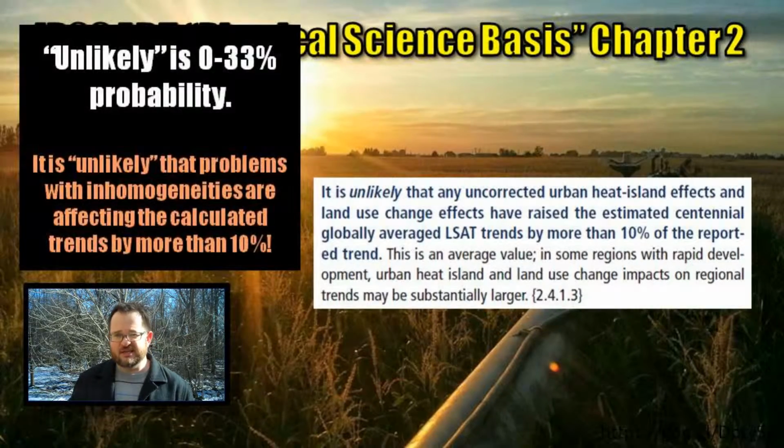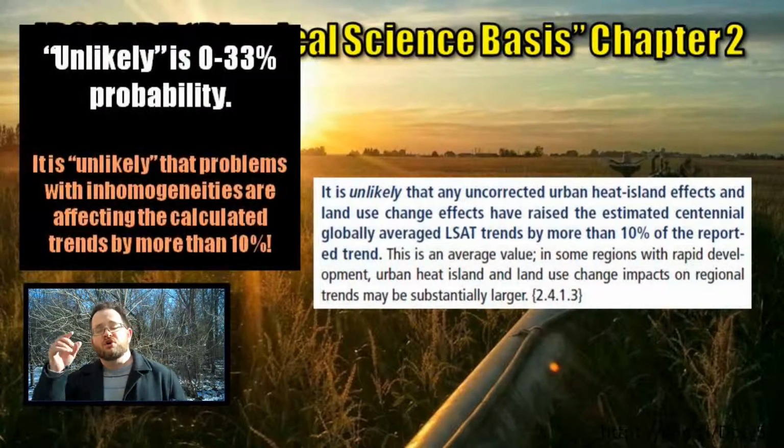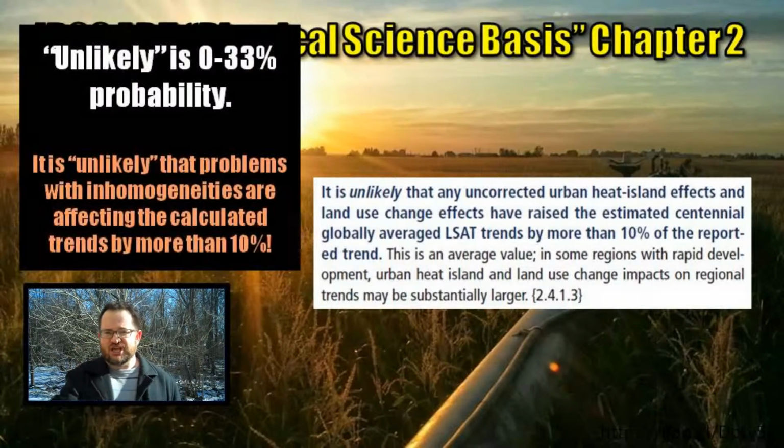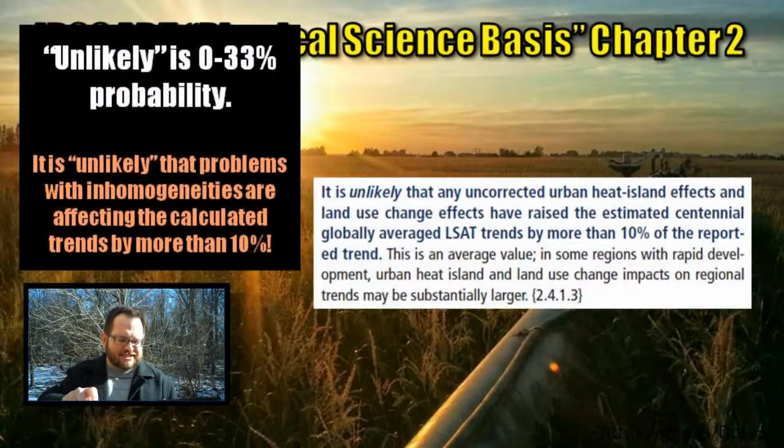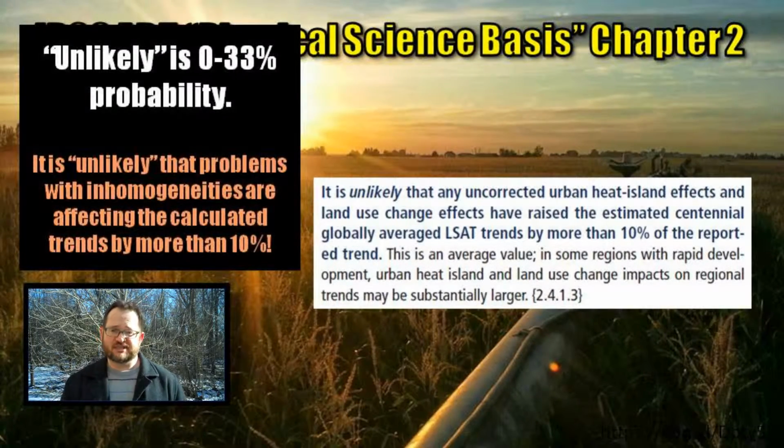First off, unlikely. They define in the footnotes what they mean by unlikely. They mean there's a 0 to 33% probability, which frankly seems like a big range to me, but whatever. But notice what they're saying here. They're not saying there's a 33% chance that there isn't such a trend. No, they're saying there's no more than a 33% chance that as much as 10% of the trend is due to problems with the data, due to inhomogeneities, due to things like land use change and urbanization.